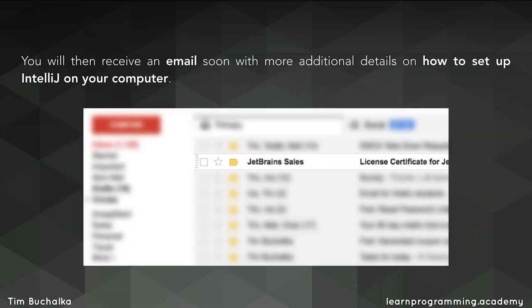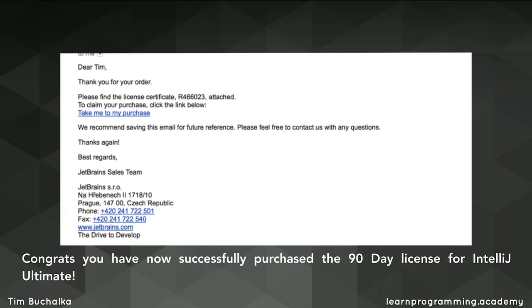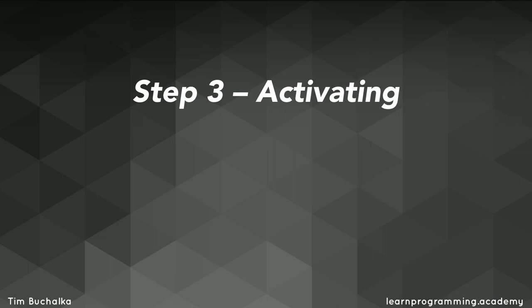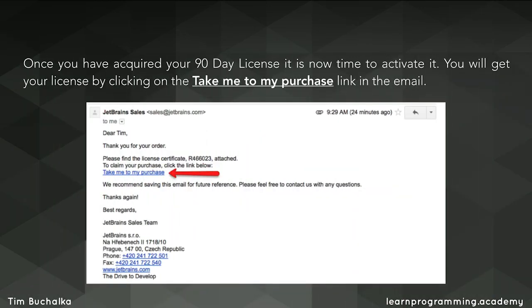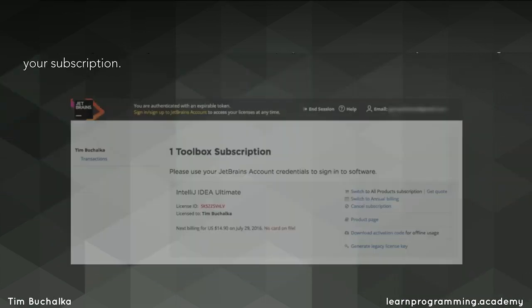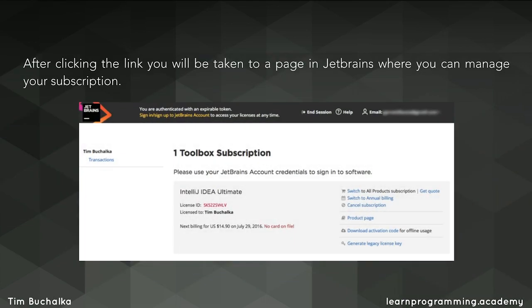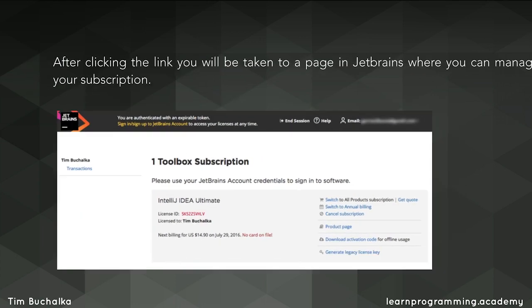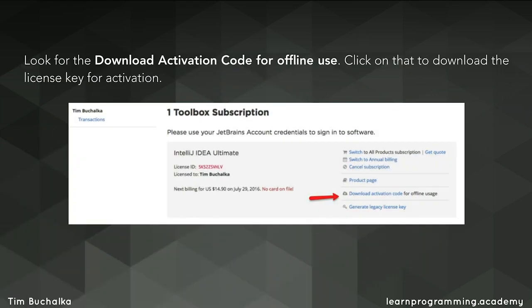You should then receive an email from JetBrains containing additional information on how to continue the setup. So you want to open that email. Once it's opened, you click on the Take Me to My Purchase button, and we now get to the stage of activating. You get taken to a page back on JetBrains servers where you can manage your subscription. On the right hand side, or somewhere on the page, there'll be a download activation code for offline use. You want to click on that to download the license key so that you can activate it by putting that code into IntelliJ Idea.